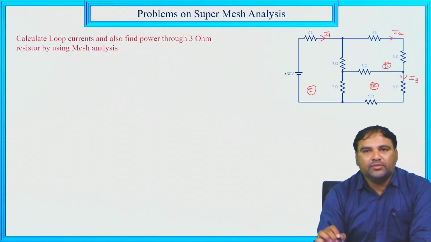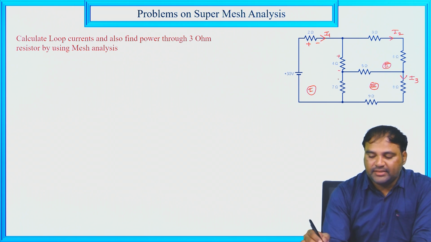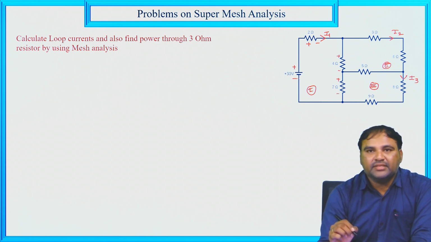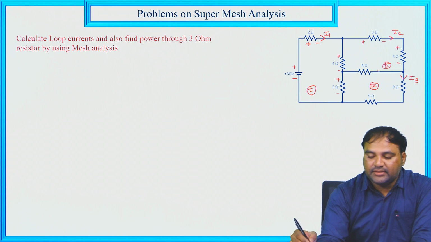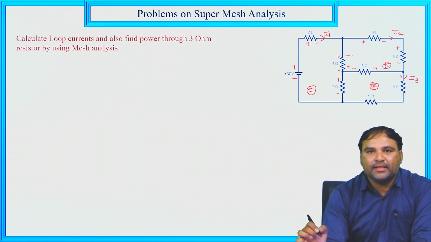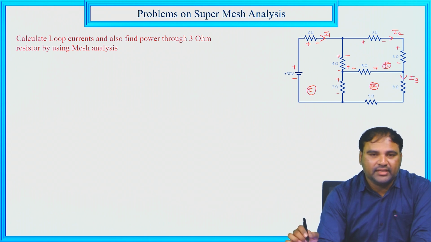Right. Now give the current directions. So at 2 ohm plus minus, at 4 ohm plus minus, at 7 ohm plus minus, and here there are no more elements. So for the 30 volts we already have the plus and minus, and for the second loop also assign the polarities plus minus, plus minus, plus minus, and here also plus minus for the second loop. And for the third loop also we have to assign the polarities. As per the current directions only we have to assign the polarities.